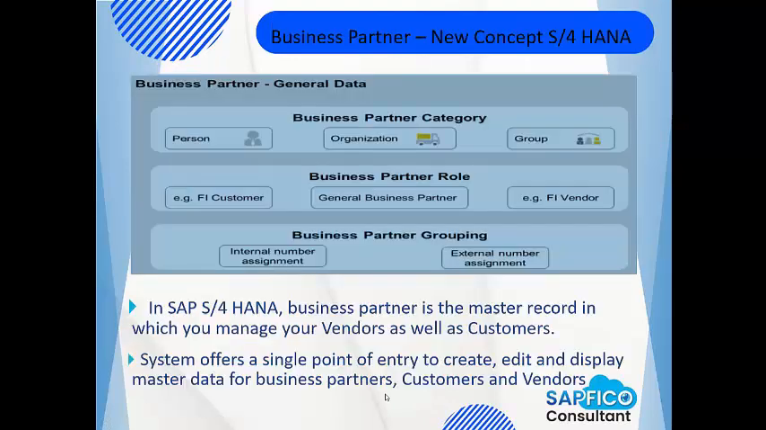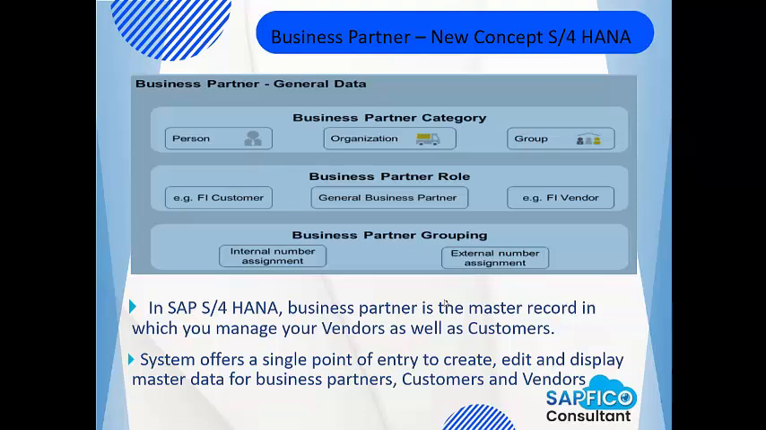Now the business partner is the new concept in S/4HANA. For example, you have a business partner category: person, organization, group. Then the business partner role: FI customer, general business partner, FI vendor, and so on. And the business partner grouping tells whether it's an internal number assignment or an external number assignment.